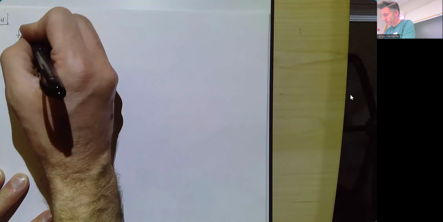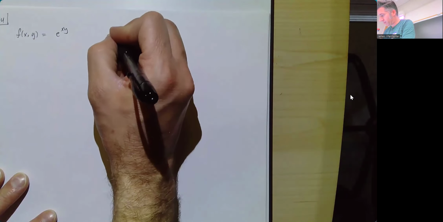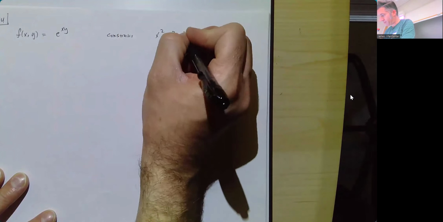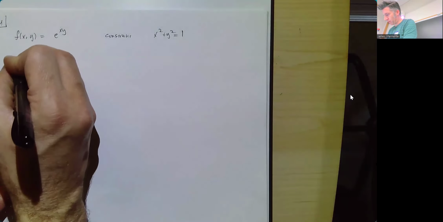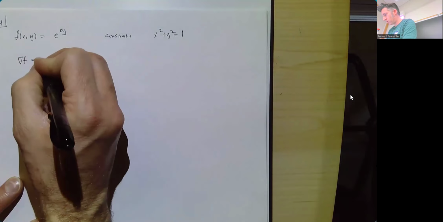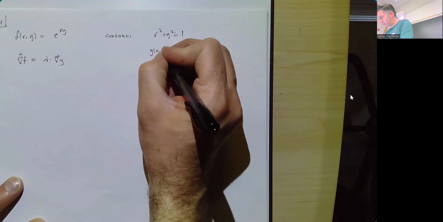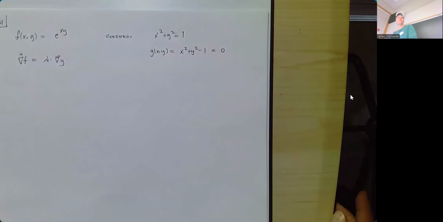Let's look at this though. So, number 4. We've got f of x y equal to e to the x y, and our constraint is x squared plus y squared equal to 1. So we want the gradient of f equal to lambda times the gradient of g. And I would say that g of x comma y is x squared plus y squared minus 1 equal to 0. You don't really need to do that, but it's pretty standard.